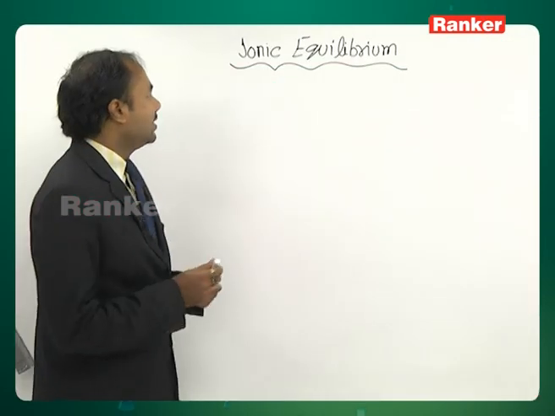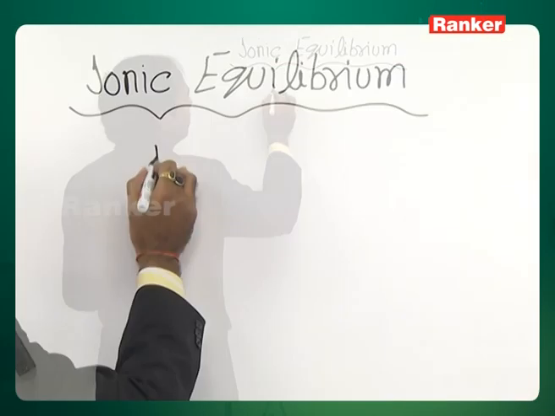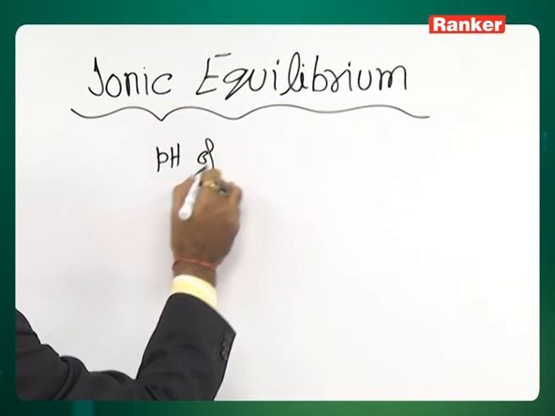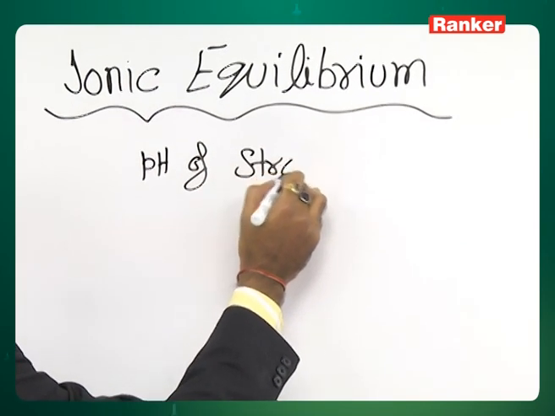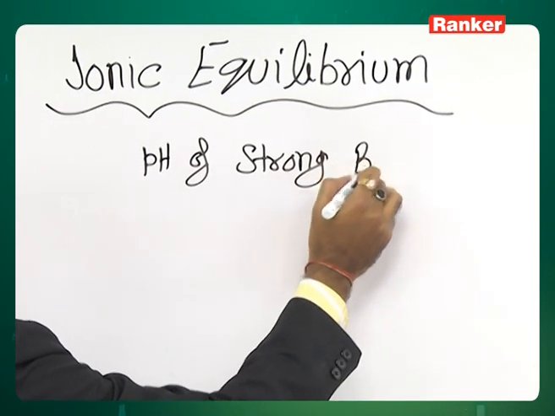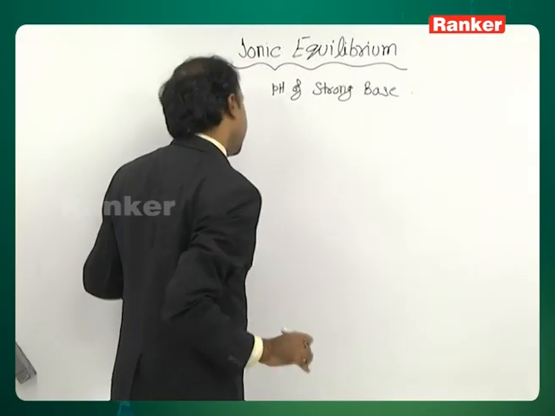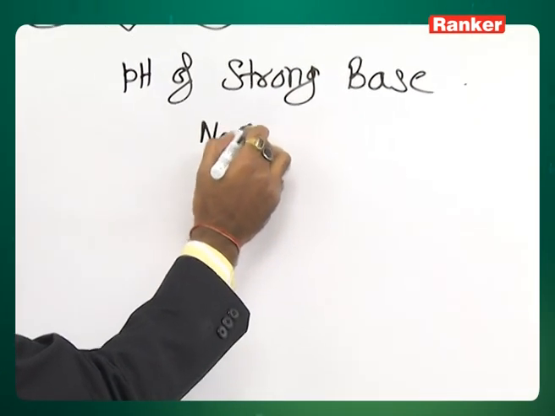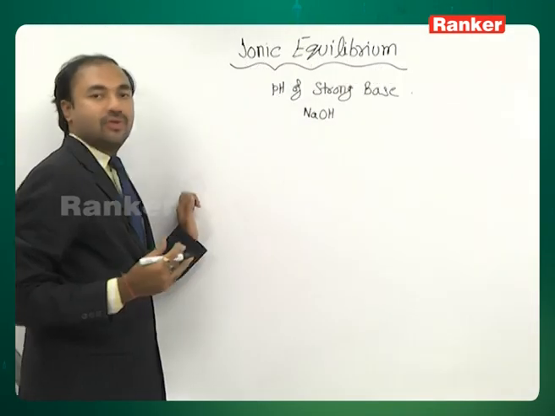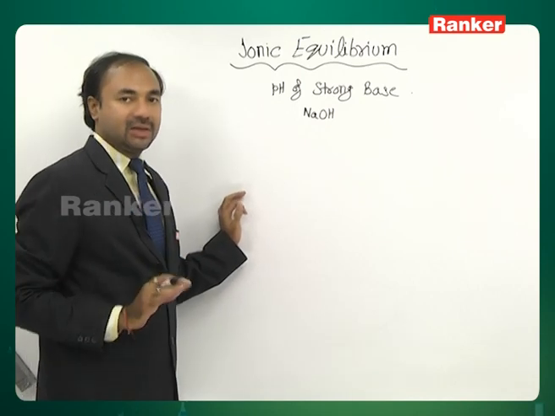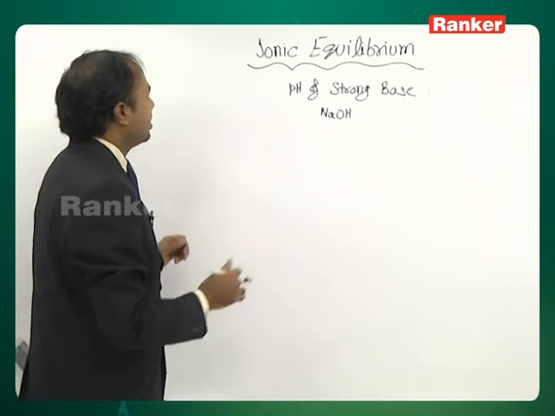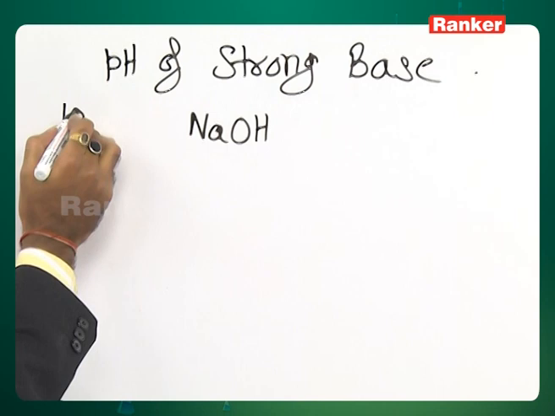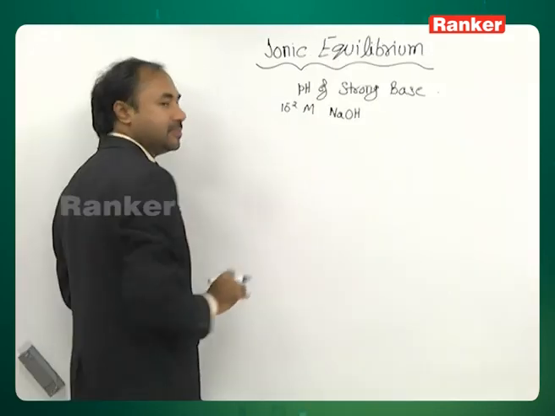Now we will discuss pH of strong bases. Example, we have got NaOH. Similar as we have discussed for pH of strong acids, exactly similar things will be here. Example, suppose you have got 10 to power minus 2 molar NaOH solution.